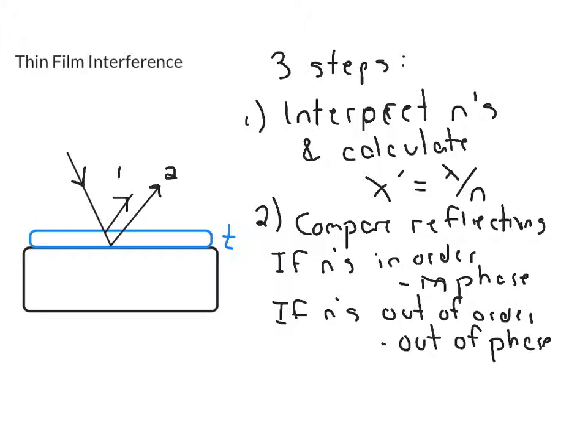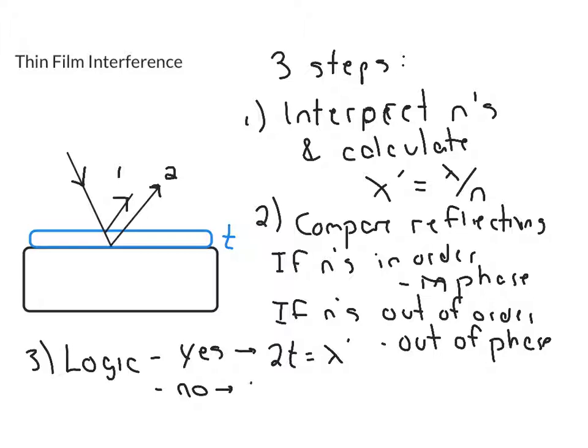The last step in my 3-step method is the logic step. Are the indexes the way that the question wants them? So if the question asks for constructive and the indexes were in order, so the light's in phase, if the answer to that is yes, then that extra distance must be one of the wavelengths. If the indexes aren't the way we want them, maybe the indexes are in order but the question wants the light to be cancelled out, then the extra distance must be off by half a wavelength.